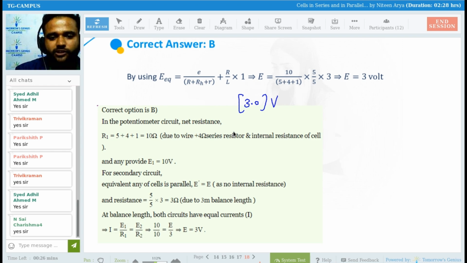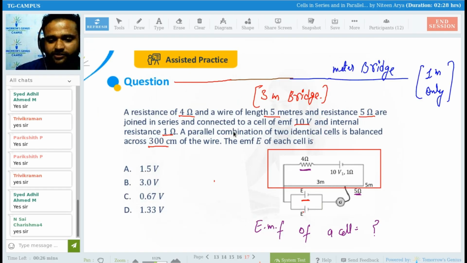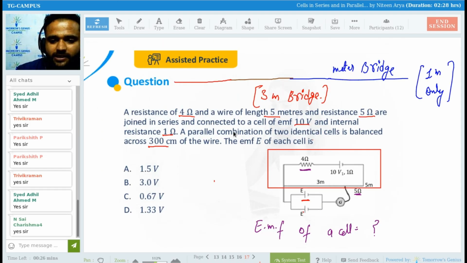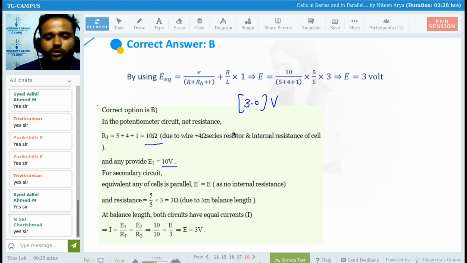So how? In the potentiometer circuit, net resistance is R1, 5 plus 4 plus 1, 10 ohm. And the supply E1 is 10 volt, as you can see. Then the equivalent of cells in parallel, E prime equals E, because there is no internal resistance given here. As you can see, there is no internal resistance for E1 and E2, which are in parallel. So obviously when they are in parallel, the EMF is going to be equal also. Now, resistance 5 by 5 into 3.